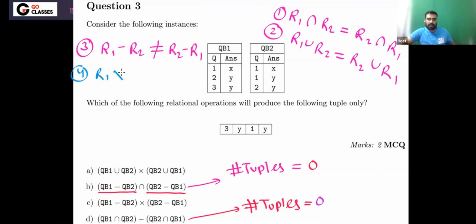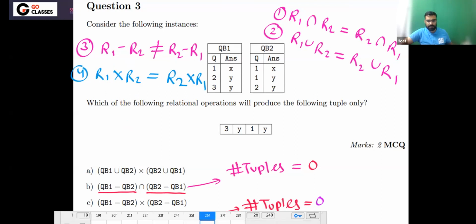What about cross product? Yes, that is commutative from the data point of view. Don't worry about the schema. The schema of R1 cross R2 will be different from the schema of R2 cross R1. The order of attributes will be different. But from the data point of view, they are the same.